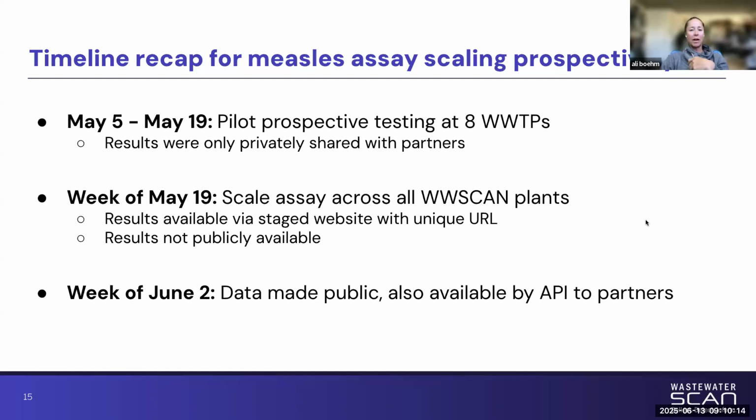Just to remind you about how we did the prospective scaling, which is how we have approached it for everything to date: we first piloted the assay prospectively with 8 wastewater treatment plants and the public health partners for 2 weeks in early May. And these results were only shared privately with the partners. Then the week of May 19th, we scaled the assay across all the WastewaterSCAN sites, and we had results available via a staged website with a unique URL. Results were not publicly available at that time, but everybody who had the link could look at the site.